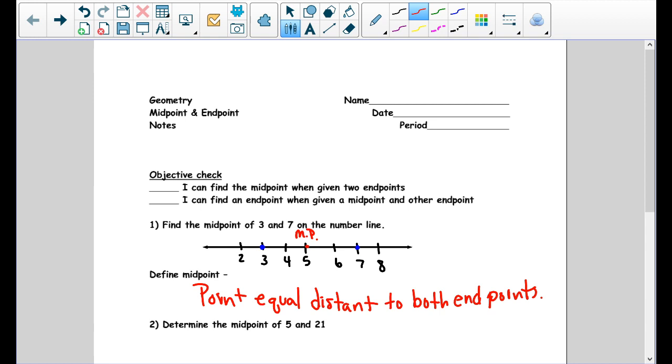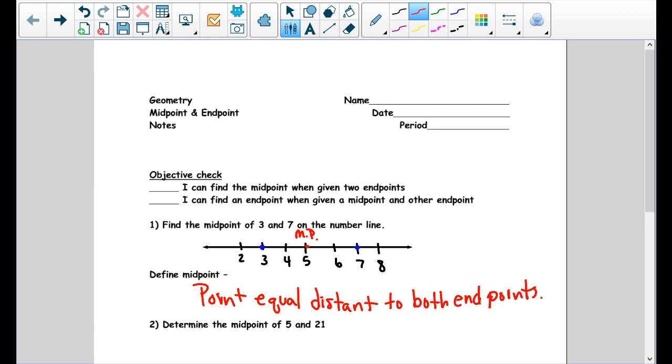Let's go back to this. Okay, this is pretty easy. We can just see it, right? Mathematically, how do we find it? This is where we're going to make the application to make it easier for harder problems. How do I find that mathematically? Because I don't want to make a number line for 5 and 21, right? I'm not going to do that. Okay, that's too much work.